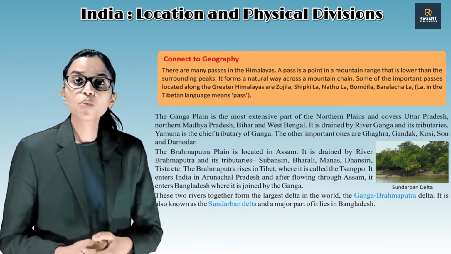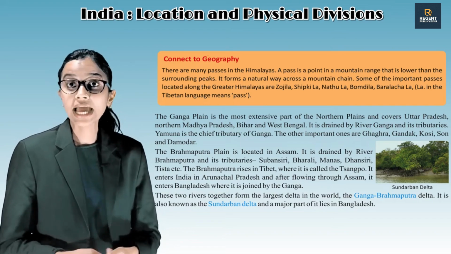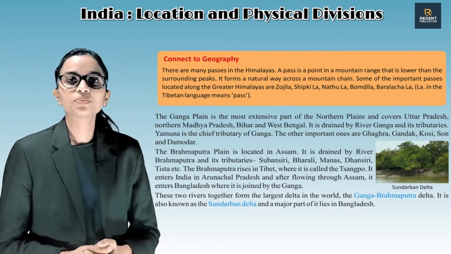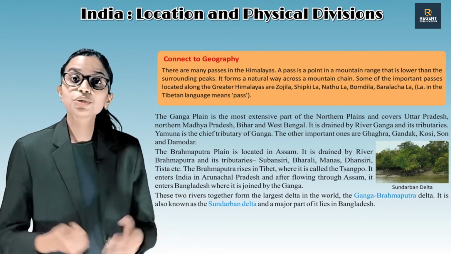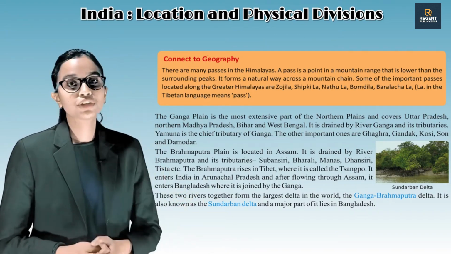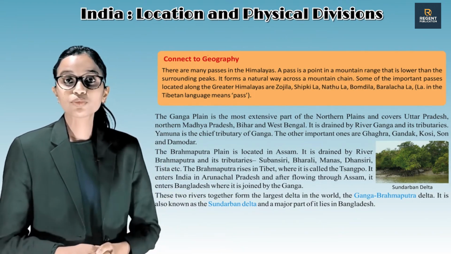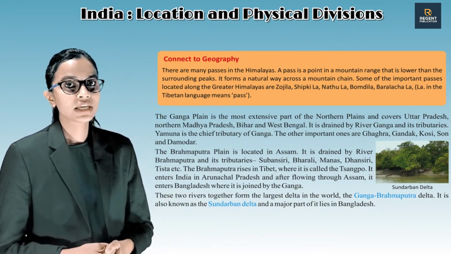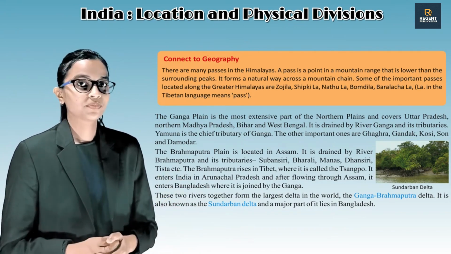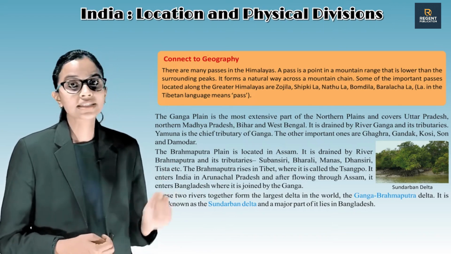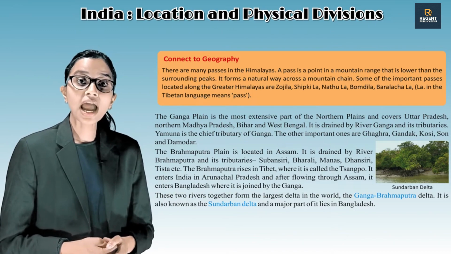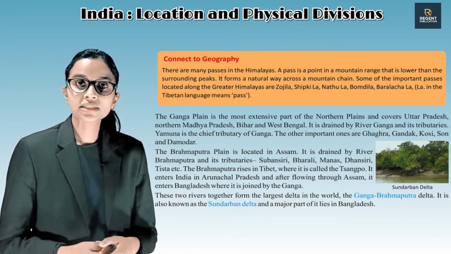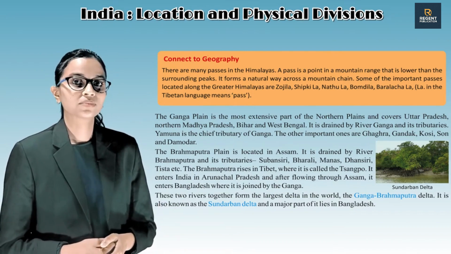The Ganga Plain is the most extensive part of the northern plains and covers Uttar Pradesh, northern Madhya Pradesh, Bihar and West Bengal. It is drained by the river Ganga and its tributaries. Yamuna is the chief tributary of Ganga. The other important ones are Ghagra, Gandak, Kosi, Son and Damodar. The Brahmaputra Plain is located in Assam. It is drained by the river Brahmaputra and its tributaries Subansiri, Bharali, Manas, Dhansiri, Tista, etc.